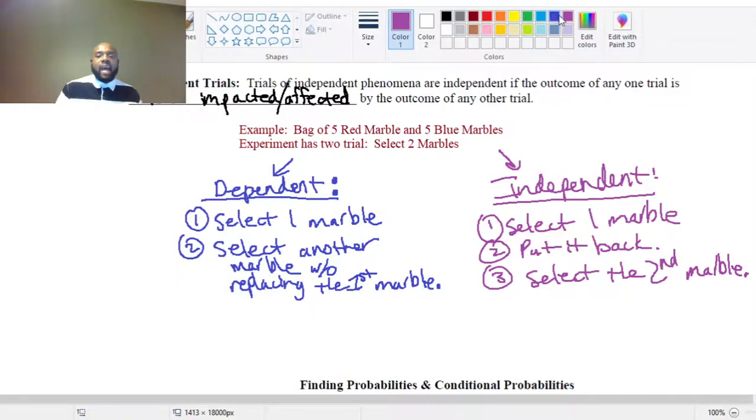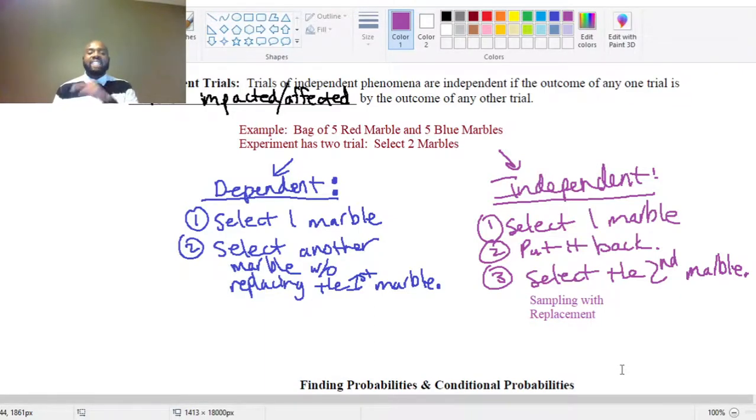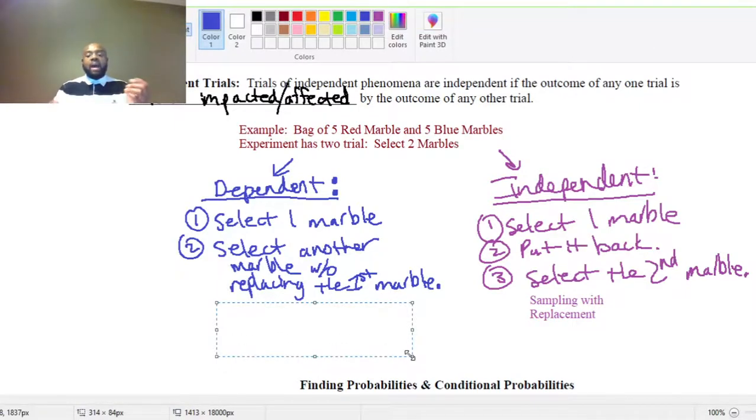When I select and I put it back in, this is called, in statistics, sampling with replacement. That means I'm going to sample it and place it back in the bag. So I'm sampling with replacement. That creates independent trials. All right. When I select one and I keep it out, that's sampling without replacement. And that creates dependent trials.